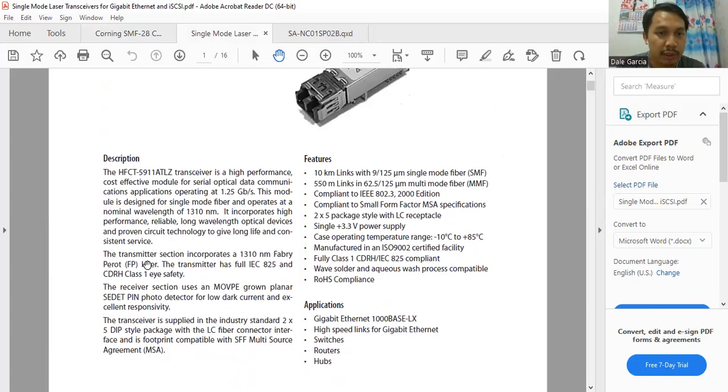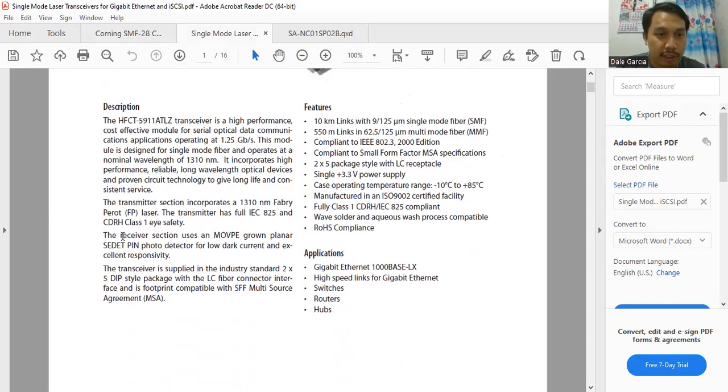For the transmitter section, the transmitter section incorporates 1310 nm. The 1310 uses a Fabry-Perot laser as the light source. So that is the technology used. For the receiver section, it uses a MOVPE grown planar SED pin photodetector. So, a pin diode, for low dark current and excellent responsivity.